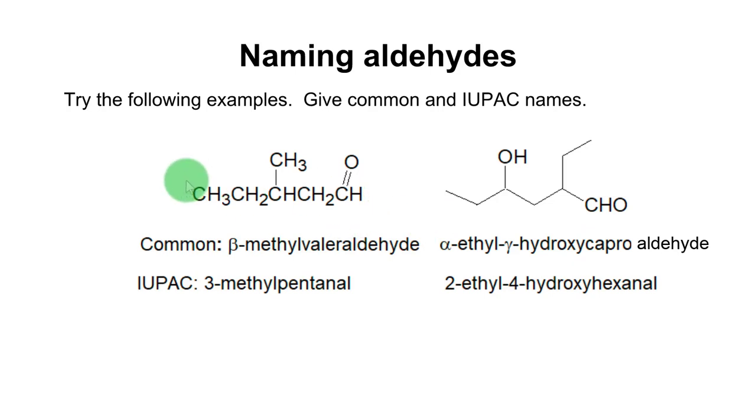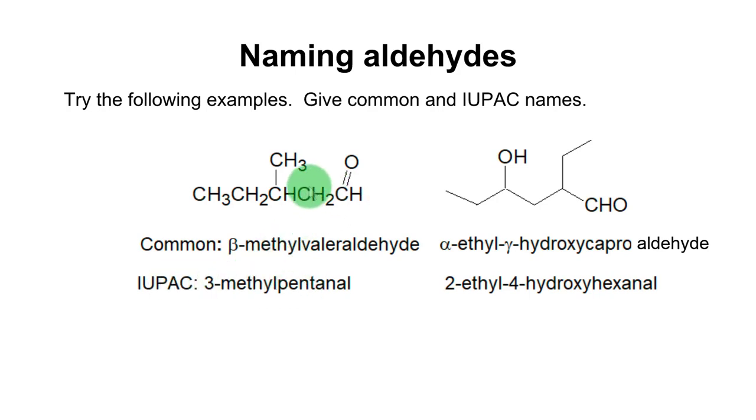Okay, so this one, the longest chain that includes the C double bond O is 1, 2, 3, 4, 5. So it's pentanal, and that's carbon number 1, 2, 3. There's a methyl group at carbon number 3, so it's 3-methylpentanal. That's the IUPAC name. But what about the common name?